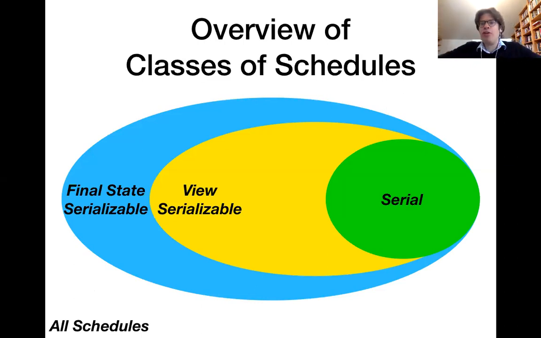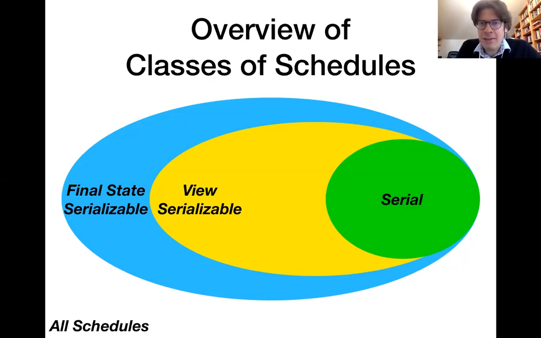We have, first of all, the set of all possible schedules which contain the same transactions. Then you have the subset of schedules that are final state serializable. Then you have the even smaller subset of schedules that are view serializable. And finally, you have the small set of schedules that are indeed serial. So all of those inclusions are proper, so you can always find schedules that are included in the larger class, but not in the smaller class.